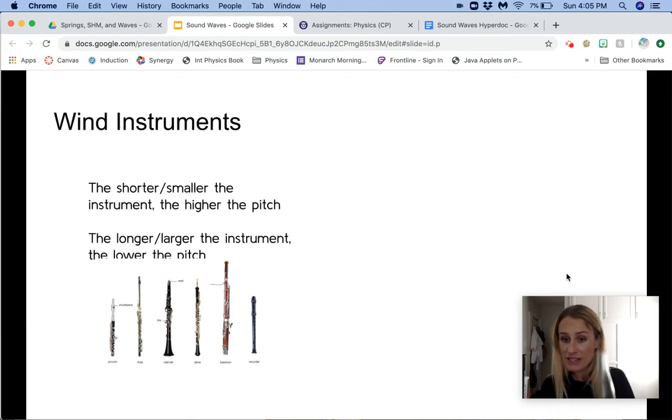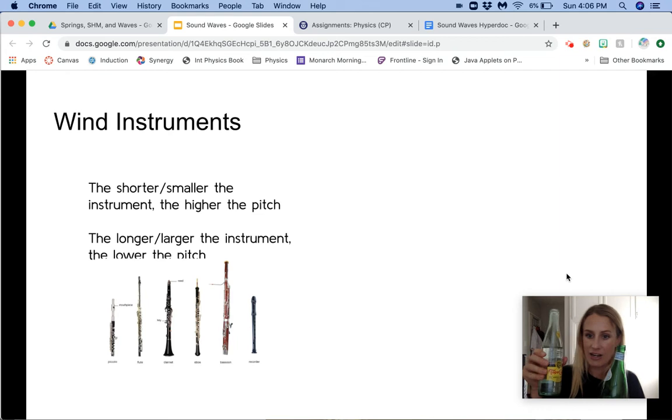Now, if I filled this bottle with water a little bit, what's going to happen here is I am decreasing the amount of air that the sound wave is able to create a standing wave in. So because I'm decreasing the amount of air, again, I'm shortening the place where the object can make a wave. So the shorter it is, the higher the pitch. So this should be a higher pitch sound because it's much shorter. And you can hear that the pitch of this is much, much higher. Okay, so lower pitch, higher pitch.